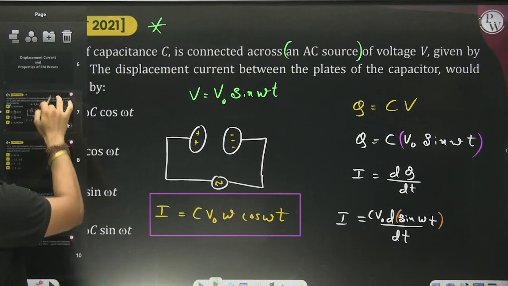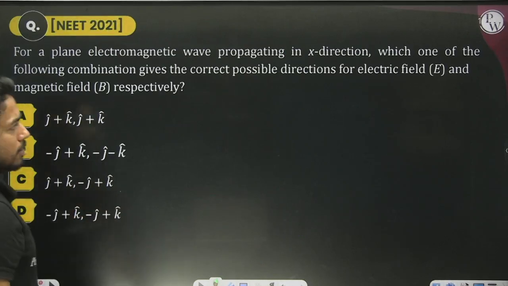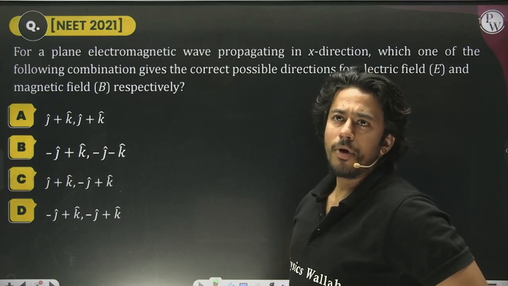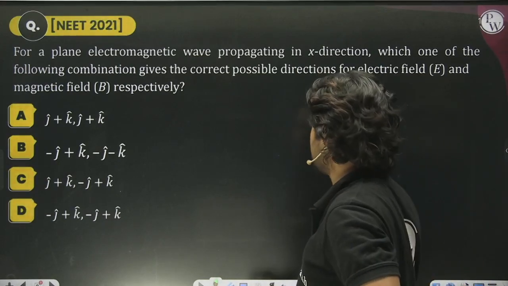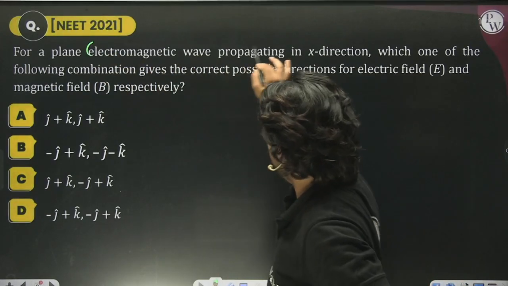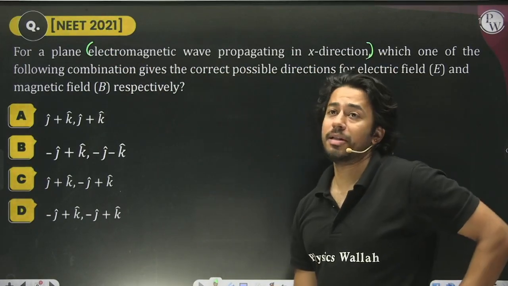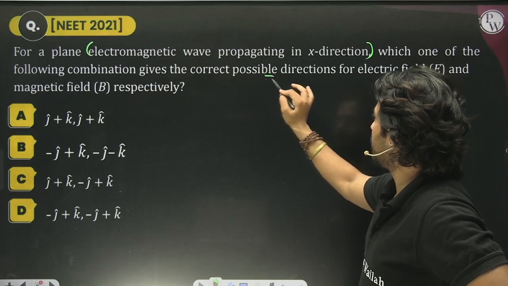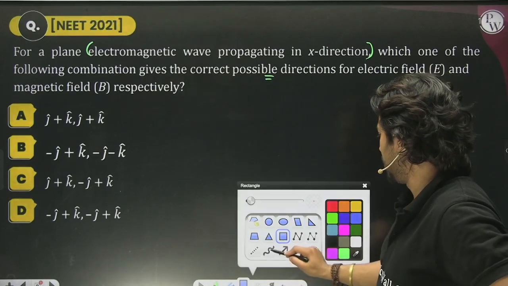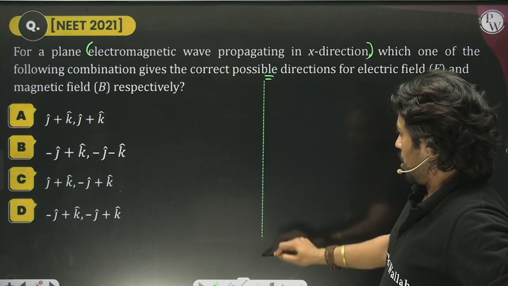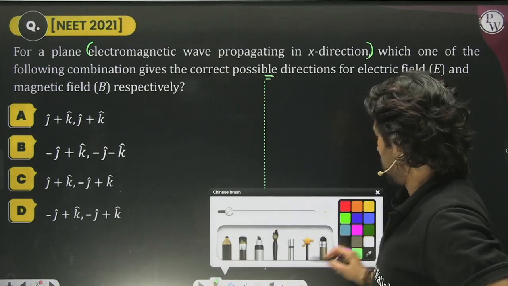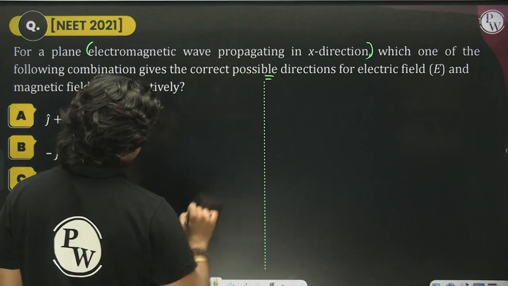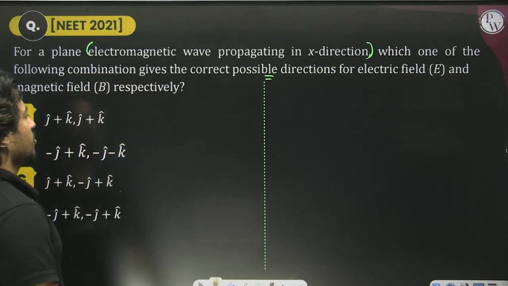Here we go, another question is coming in front of you. Read what this question says: for a plane electromagnetic wave propagating in the plus x direction, which one of the following combinations gives the correct possible direction for electric field and magnetic field? Which of these sets can match the expression for E and B?